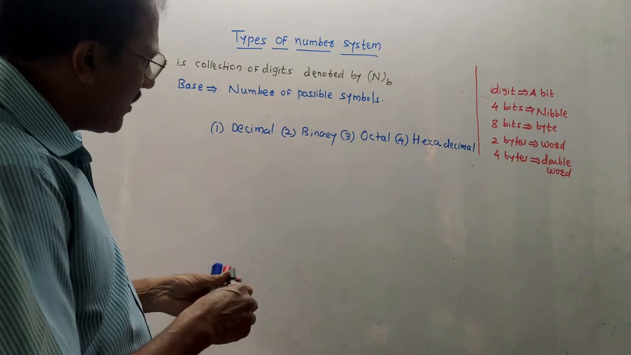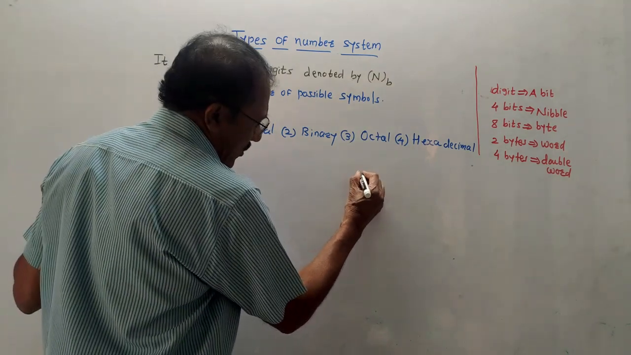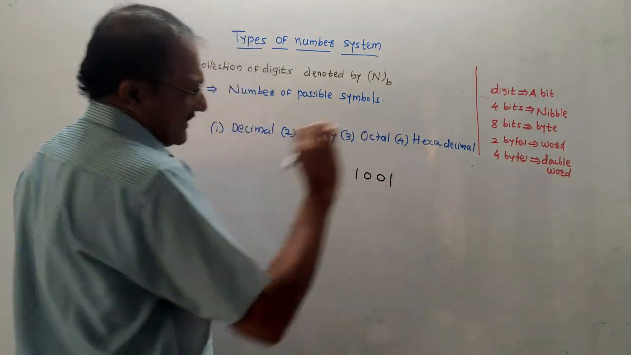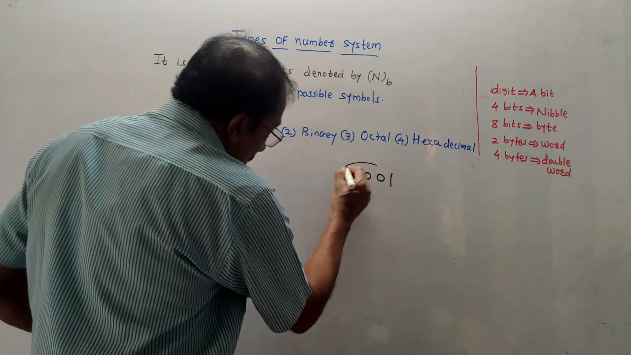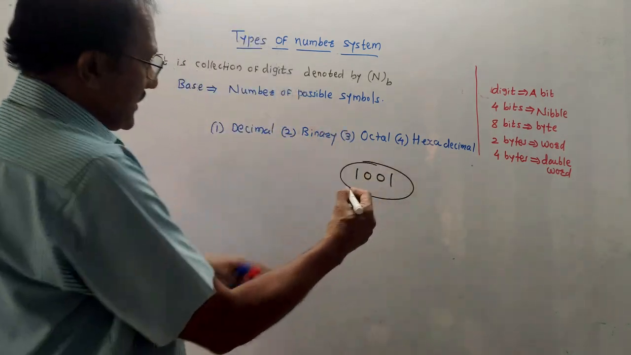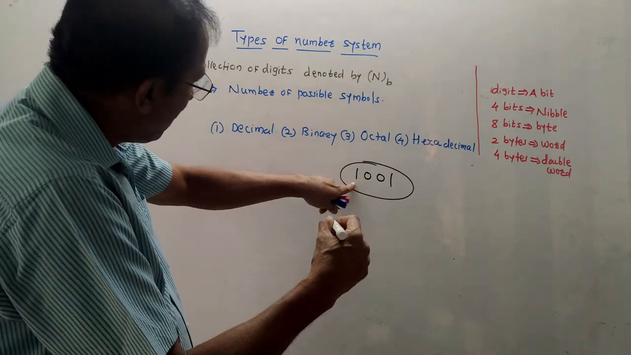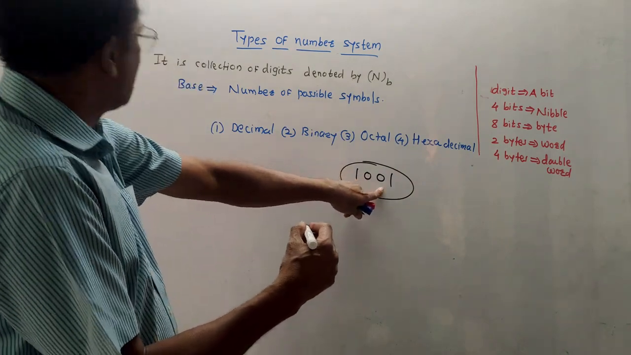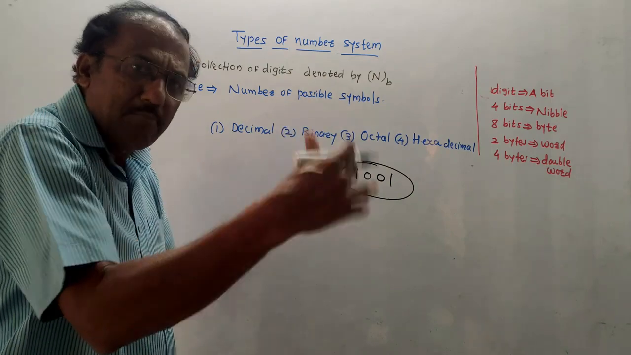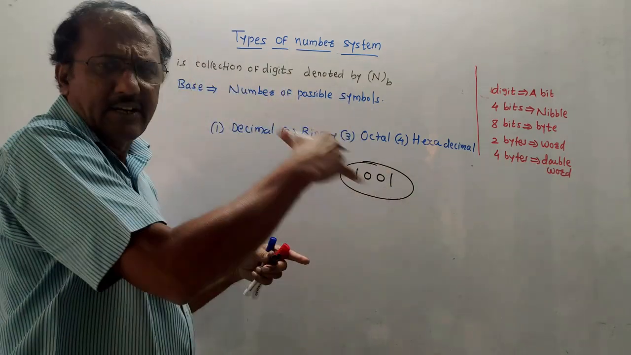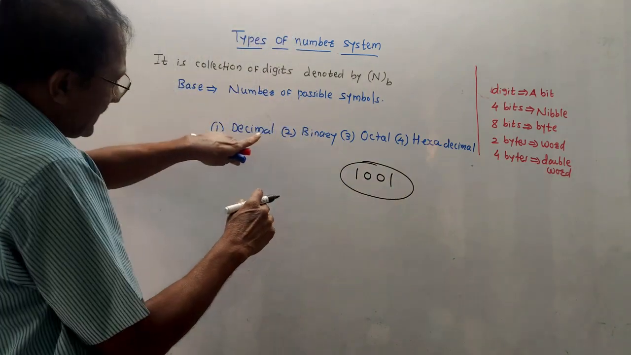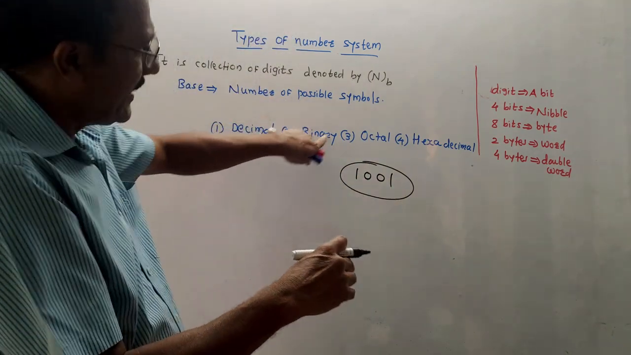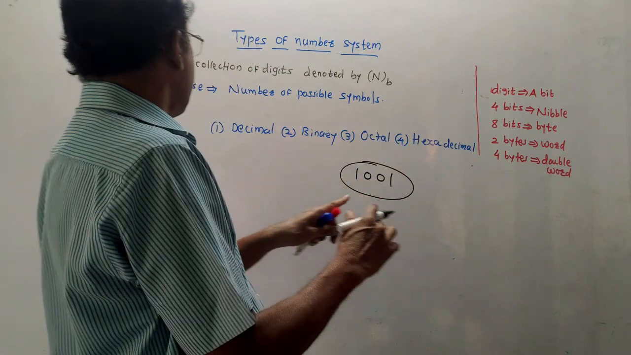So you might have observed this type of notation, like 1001. This collection of different digits is known as a particular number system. We'll be discussing different types of number systems used in this subject. These number systems are decimal, binary, octal and hexadecimal.